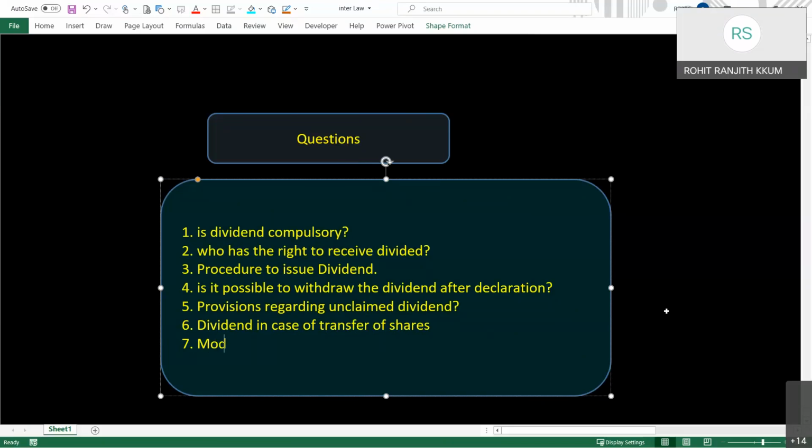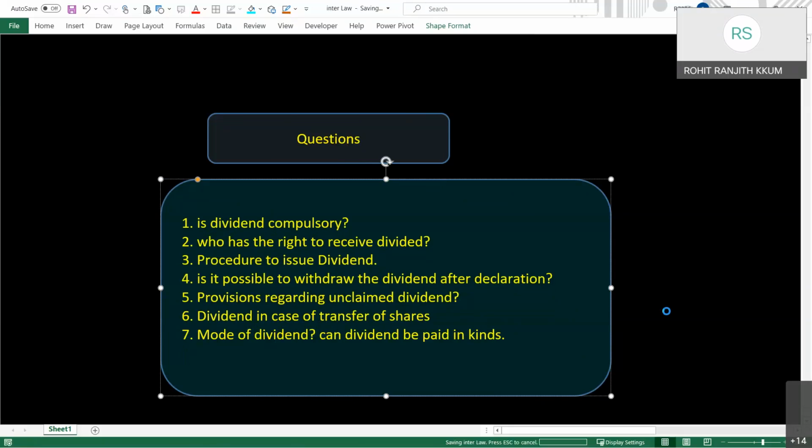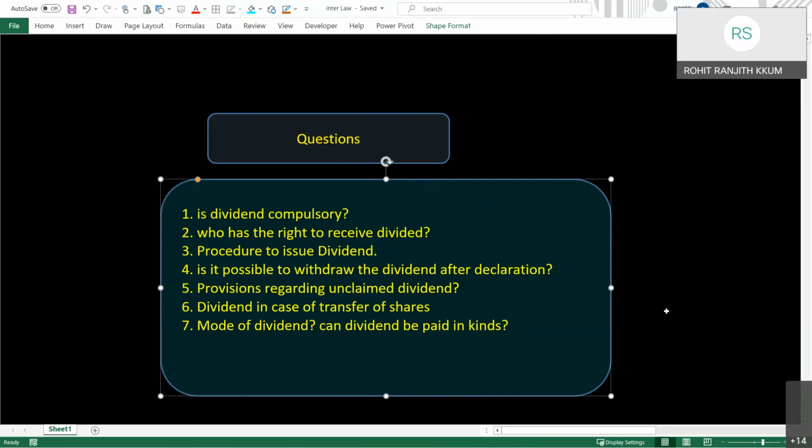Okay, second is mode of dividend. What do you mean by mode of dividend? That means can dividend be paid in kind? In kind, you understand, right? That means instead of cash, if I want to give, let's say, debentures, toys, or some other thing in place of dividends, is it allowed or not?